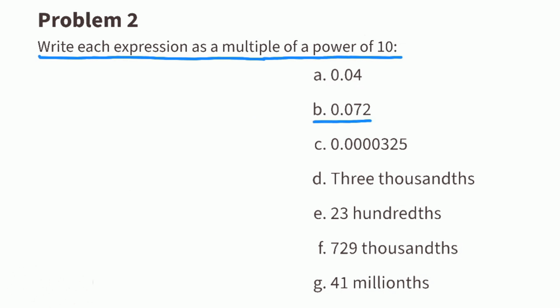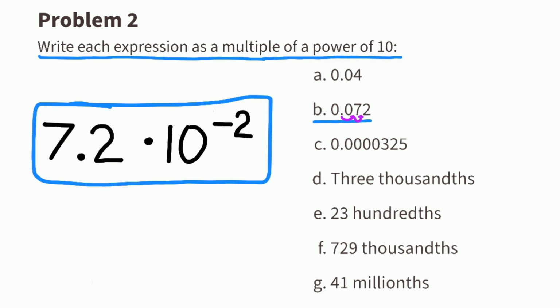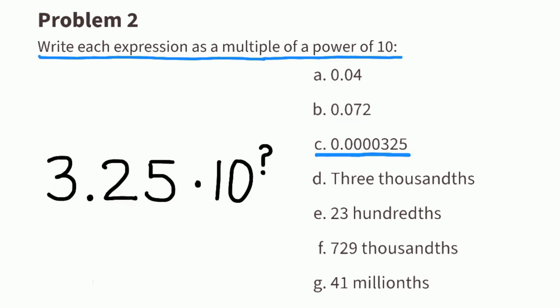B, 72 thousandths. We can write that as 7.2 times 10 to a negative power because we're representing a decimal. Since the decimal is 2 places to the left of the 7, the exponent will be a negative 2. C. We can rewrite this one as 3.25 times 10 to a negative exponent because we're representing a decimal. And since the decimal is 5 places to the left of the 3, the exponent will be a negative 5.